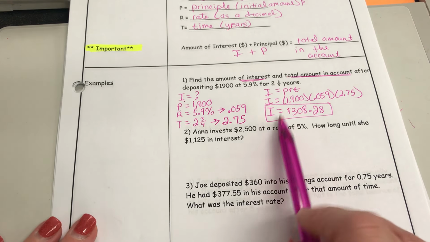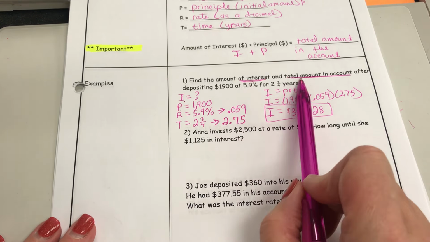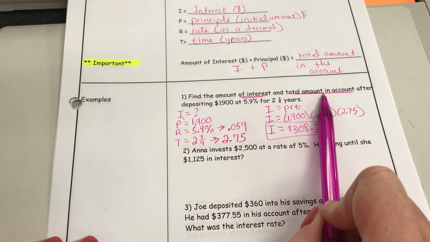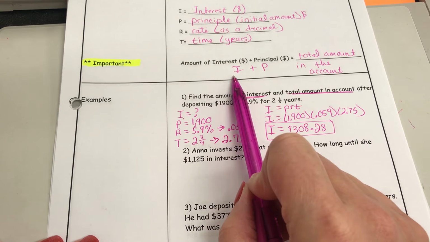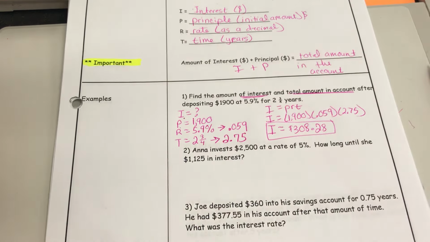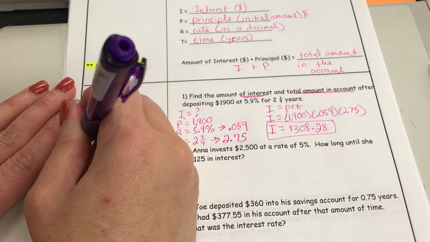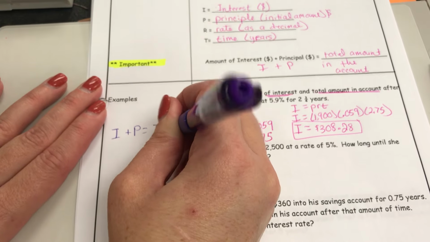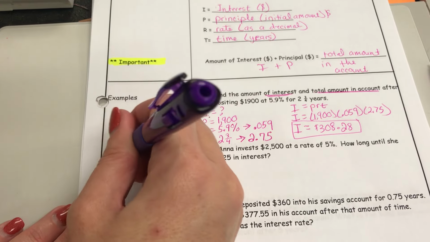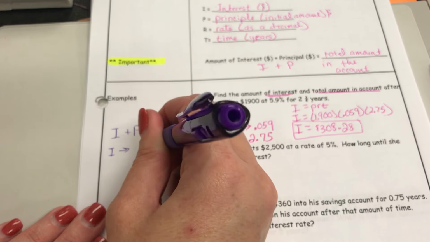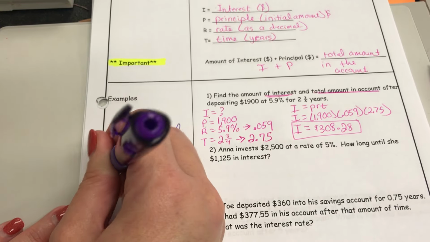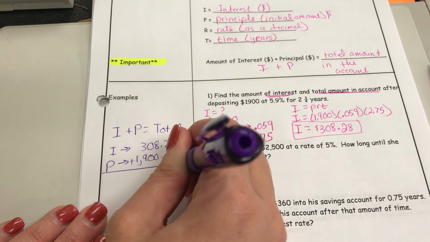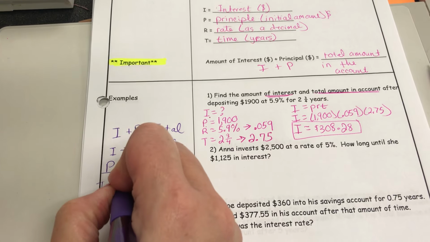Now, I answered the first question, the interest, but now it asked me for the total amount in the account. Well, how do I find the total amount in the account? Add the I and the P. Yep, I plus P equals total. So, I plus P equals total. All right, so what's my I? 308.28. What's my P? 1900. Plus 1,900. You add that together and we get our total, which is what?